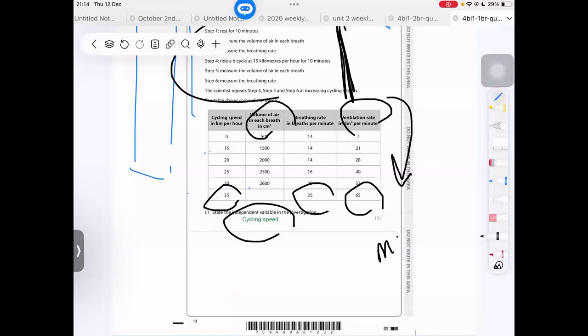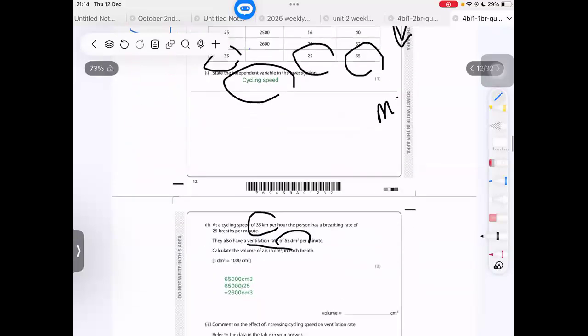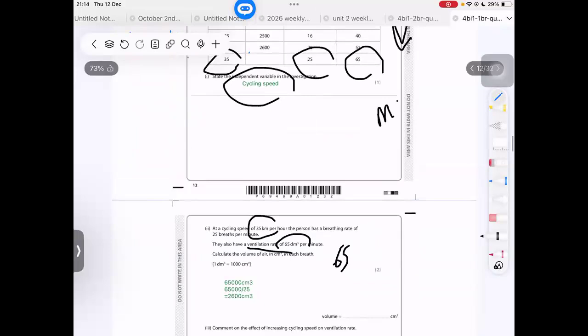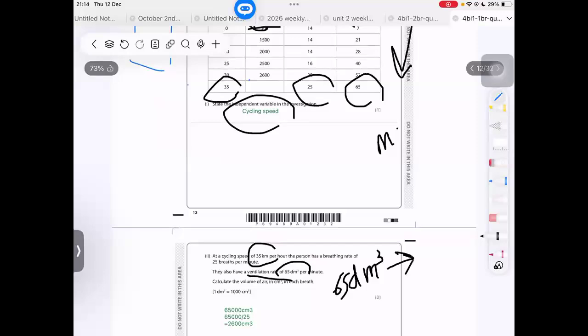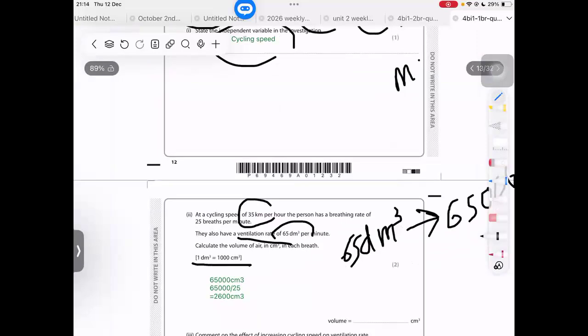Ventilation rate means the amount of air that they take in. See, they have said ventilation rate per minute. So the amount of air that they take in per minute, that is what you call ventilation rate. So basically, that rate will be 65 decimeter cube. Let's convert it into centimeter cube because at the end we have to find the volume of air in each breath in centimeter cube. So first I'll convert 65 decimeter cube to 65,000 centimeter cube. Why? 1 decimeter cube equals 1000 centimeter cube.